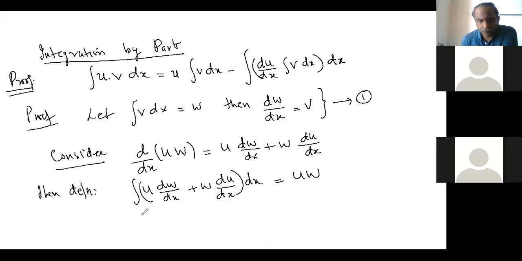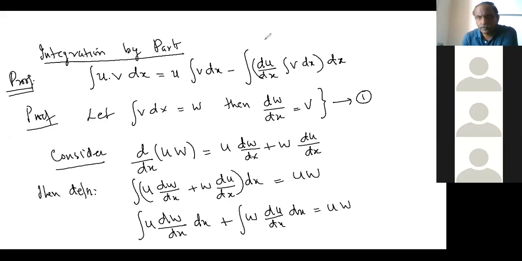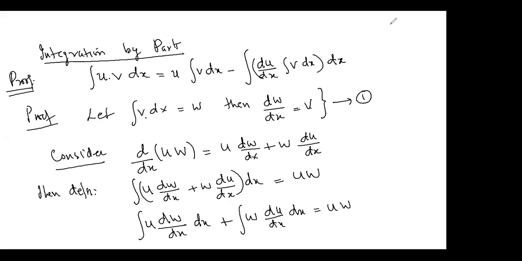Now what should I do after this? Separate it. Integral of u dw by dx into dx plus integral w into du by dx into dx is uw. Is it okay? Then what should I do? Wherever dw by dx is present, replace it by v. Wherever w is present, replace it by integral v dx, and you will get your answer.